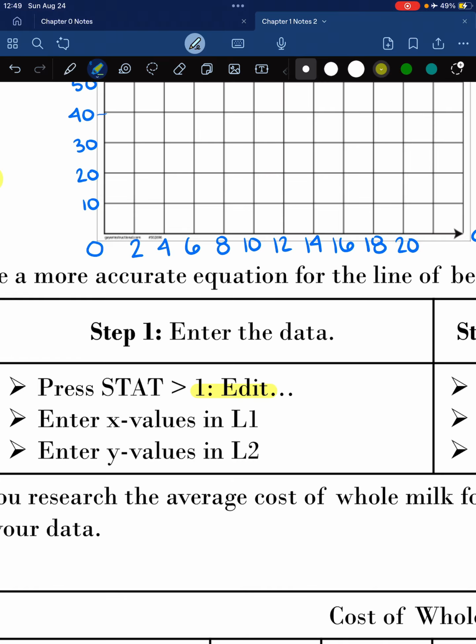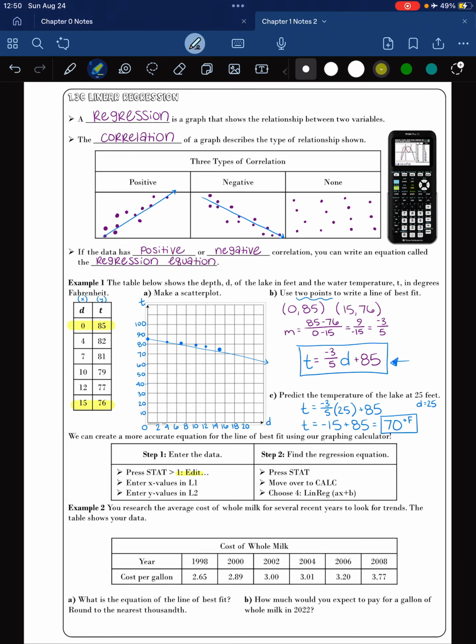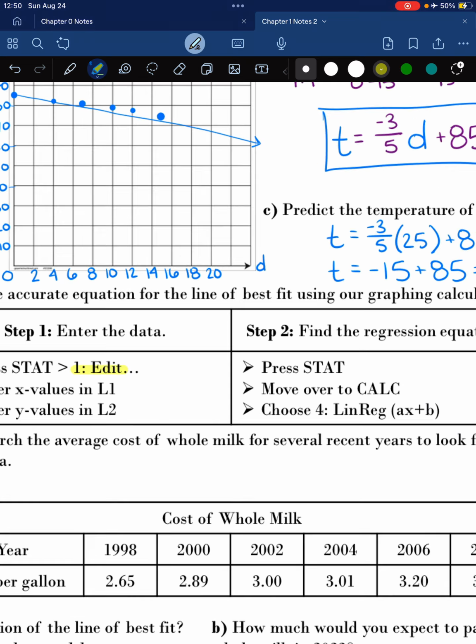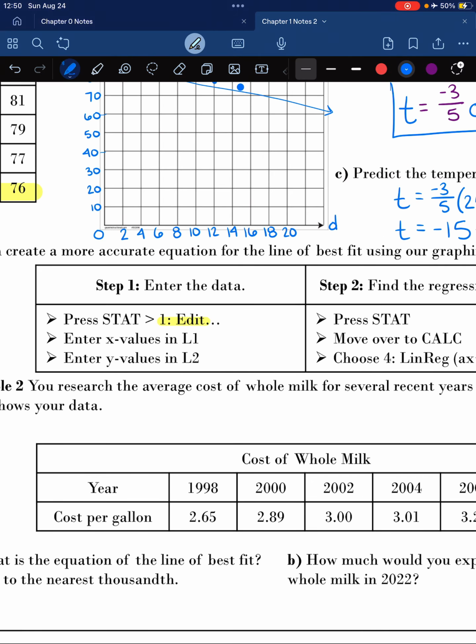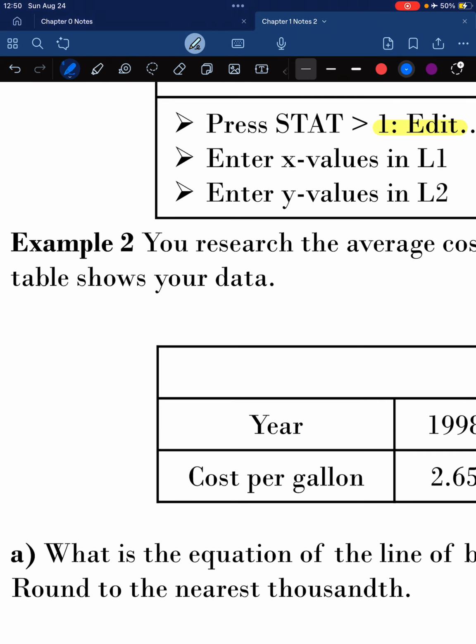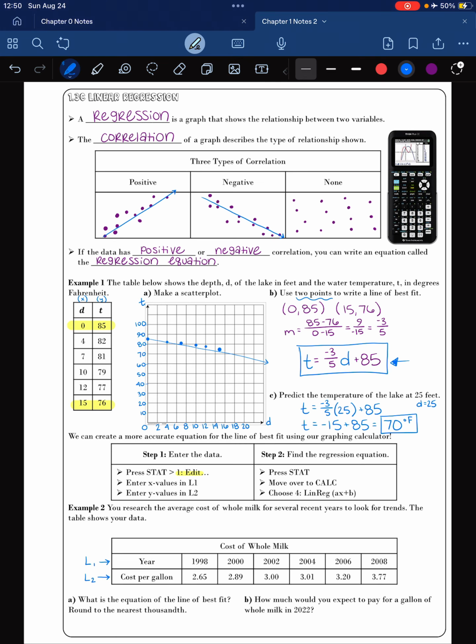And then scroll over and you're going to enter all of your Y values into that L2 list. You need to make sure to type them in order. So like for this first example in example 2, we're going to type all of the time is always my independent variable. So all of these values are going to go into my L1 list in order. And then all of these values are going to go into L2.